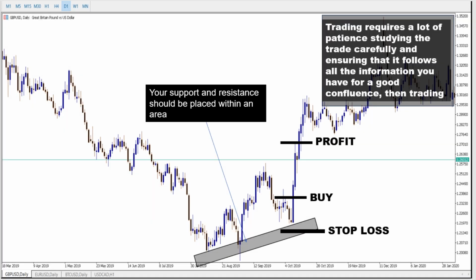Trade with a small lot size to allow for good stop loss. Don't place stop loss too close to your trade.